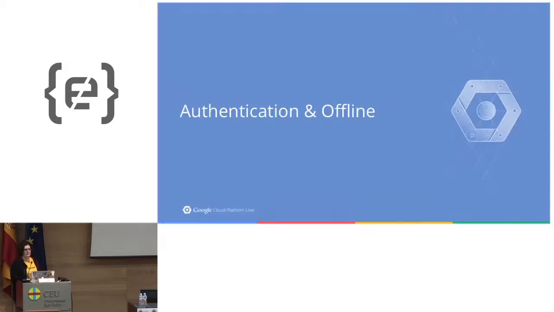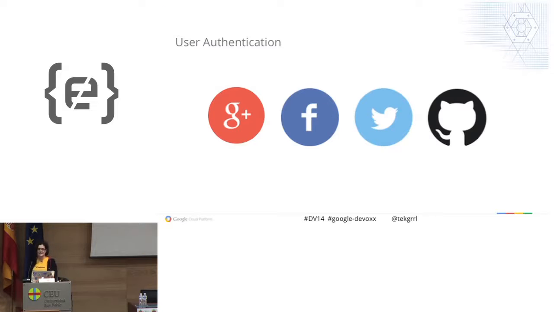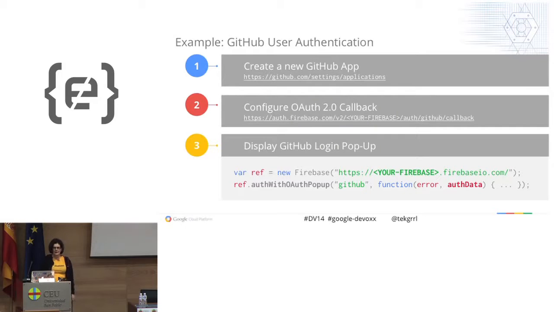Okay. When it comes to authentication and also going offline, we also have some special features as well. I'm going to talk about authentication first. Kind of already covered this already, so Google Plus sign-in, Google sign-in, Facebook, Twitter, GitHub are all supported out of the box. Plus also email password and custom auth tokens. And we have an example for GitHub user authentication.